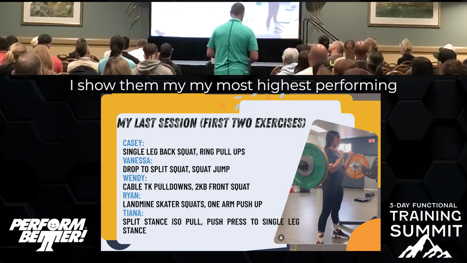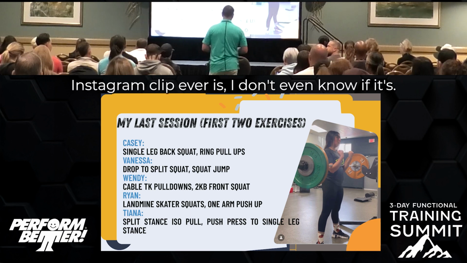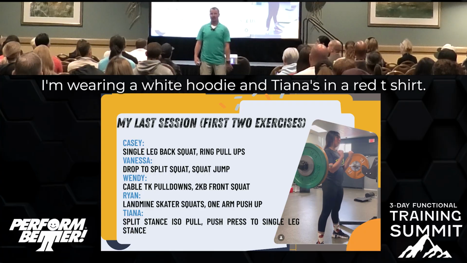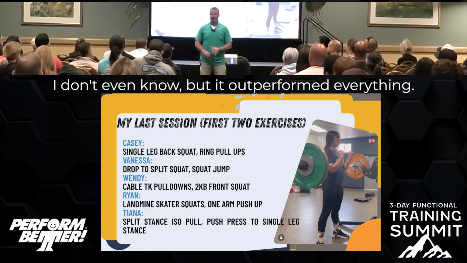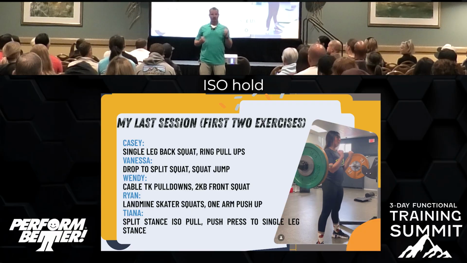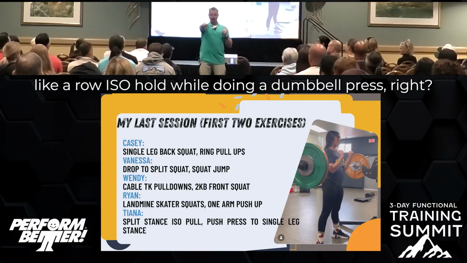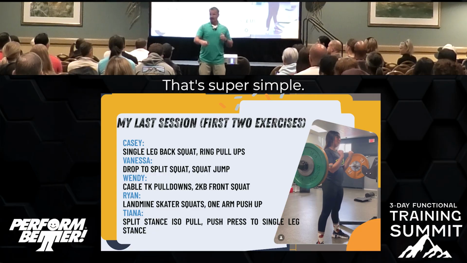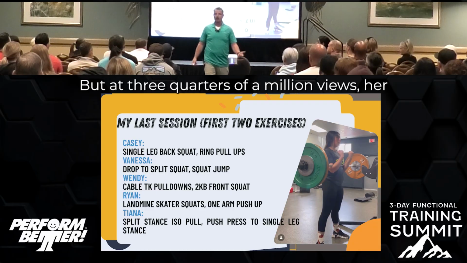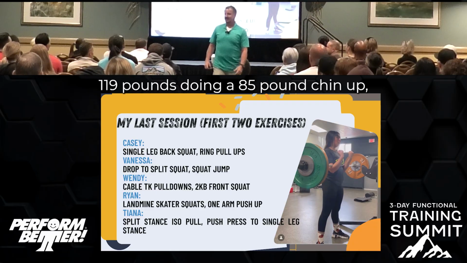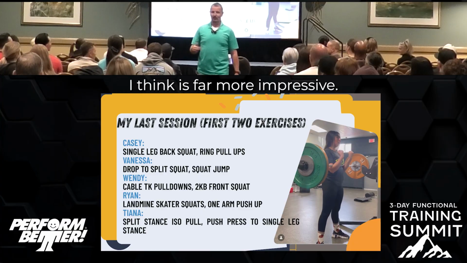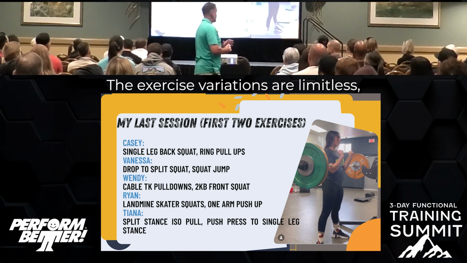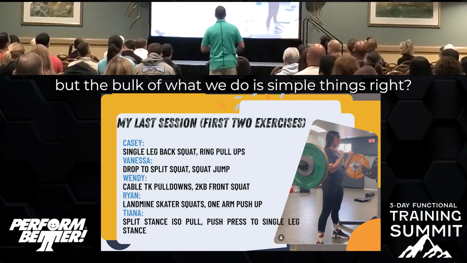My highest performing Instagram clip ever, I don't even know, maybe it's just that I'm wearing a white hoodie and Tiana's in a red t-shirt. I don't even know, but it outperformed everything. And she's doing a TRX row iso hold while doing a dumbbell press, right? And then in the next clip, I showed the progression where she rows and presses. That's super simple. It got 750,000 views. Her at 119 pounds doing an 85-pound chin-up, I think, is far more impressive. People are like, yeah, it's pretty cool. The bulk of what we do is basic stuff. The exercise variations are limitless, but the bulk of what we do is simple things, right?